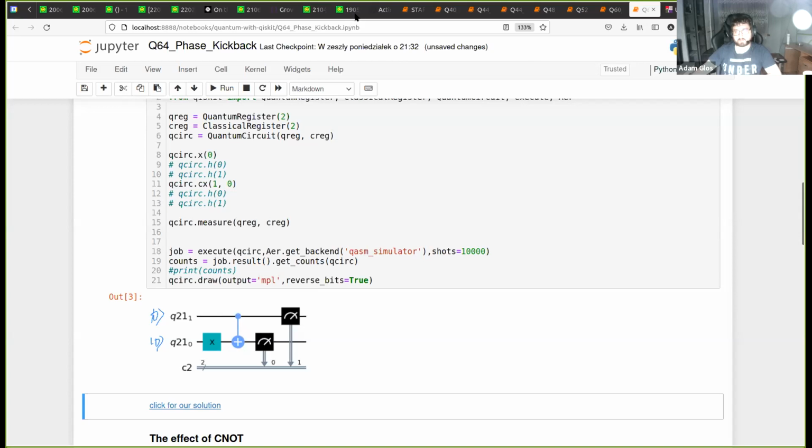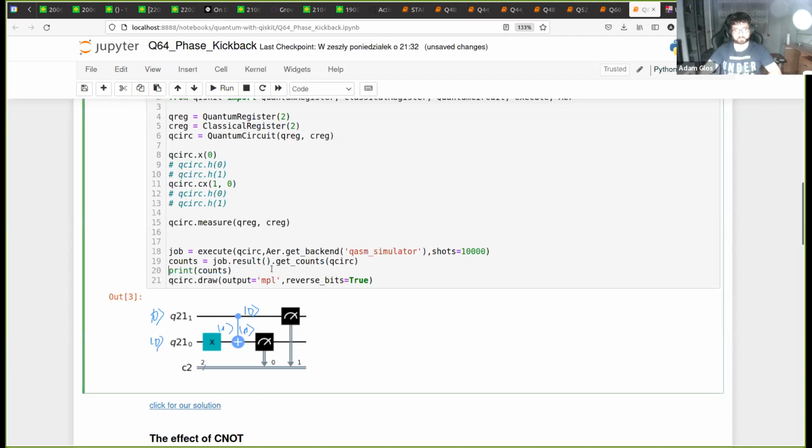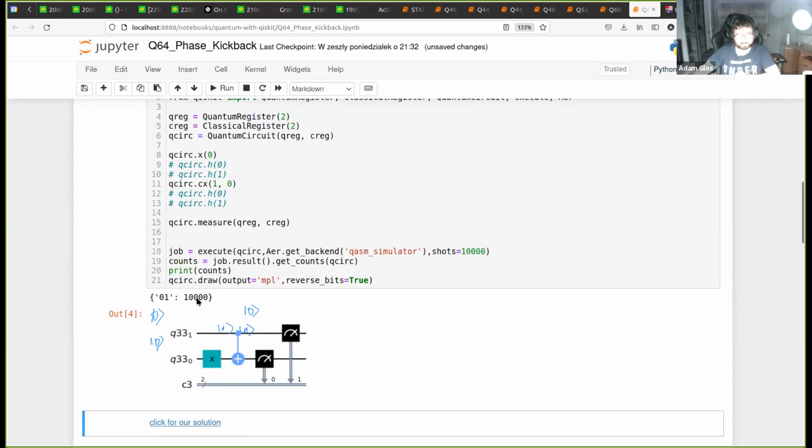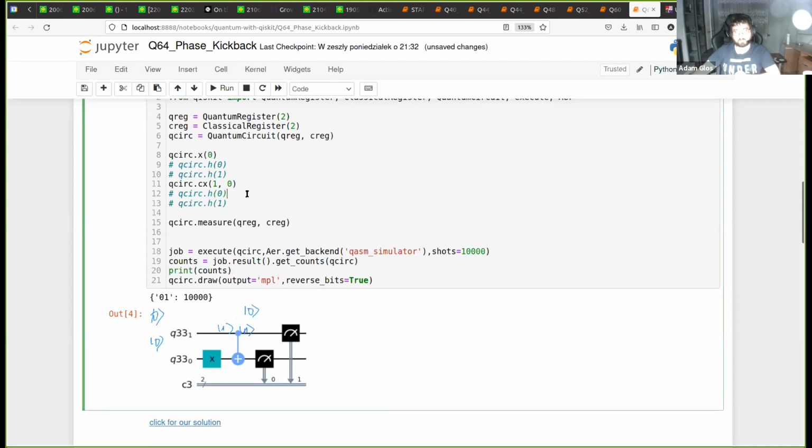Is there anyone who could provide an answer? So after this NOT, it will be 1. Because this, sorry, right, I went just too fast. 0, 1. Nothing is changed because this could be 0. So we will always get 0, 1. And it matches the count we observe.